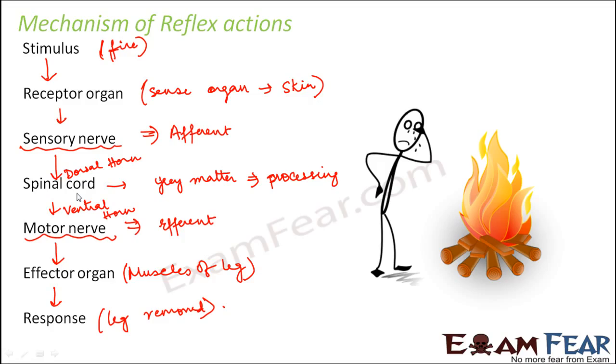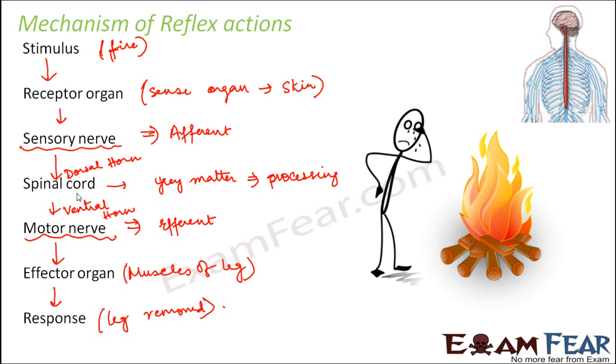So similar is the case here. The brain is directly not involved just to save time. So the spinal cord itself gives the response, but the brain is kept informed about whatever is happening. So that is the mechanism of reflex action, and this entire flow is also known as the reflex arc. So this is how we can relate the spinal cord with the brain.